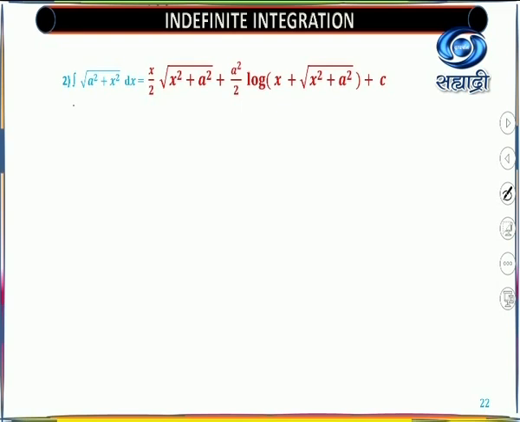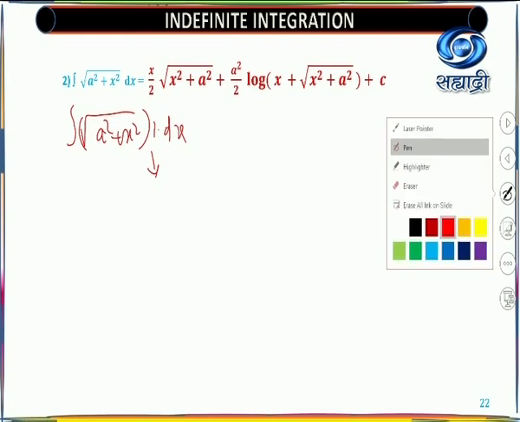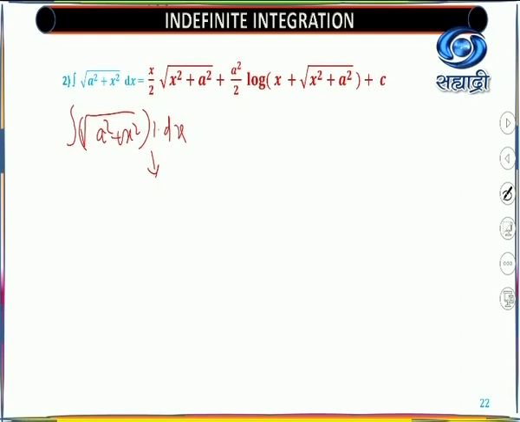This is nothing but the integration of root of a square plus x square, and we'll write this as times 1 dx. Now we'll select this as 1. 1 is not a differentiable function; I told you in the last lecture, if you differentiate it, you are not able to get the value. So this becomes v and the root becomes u.